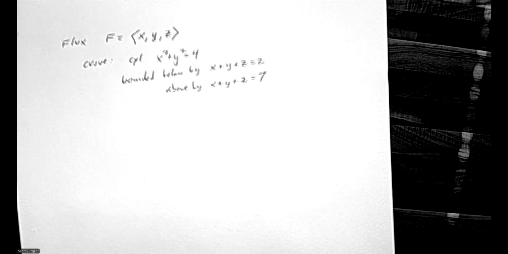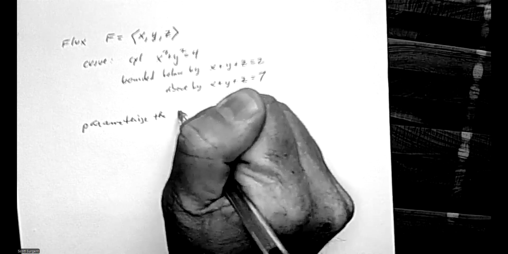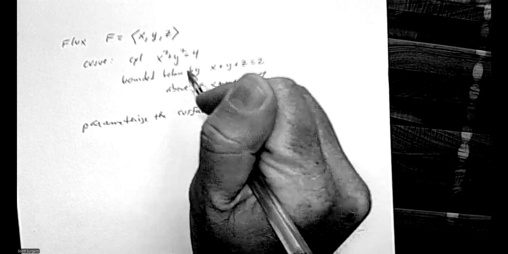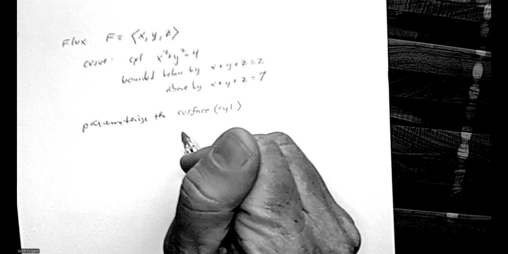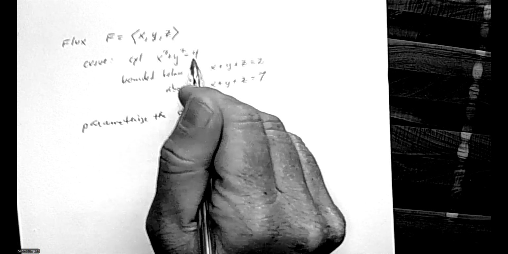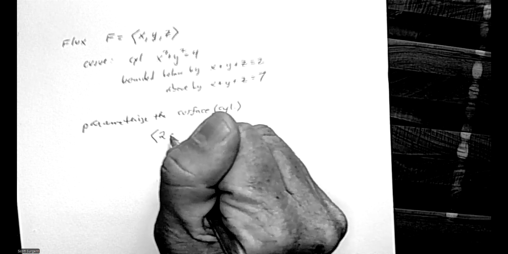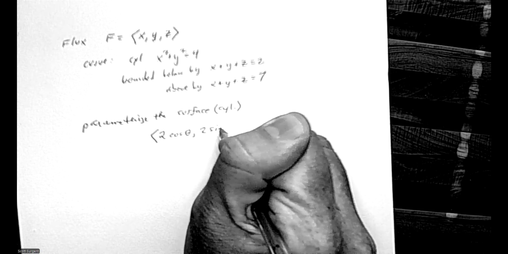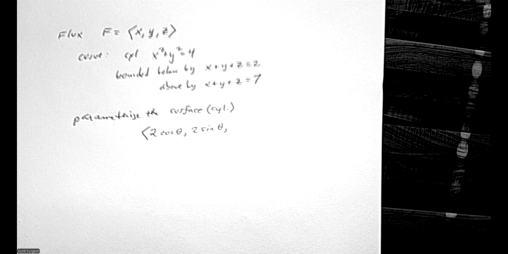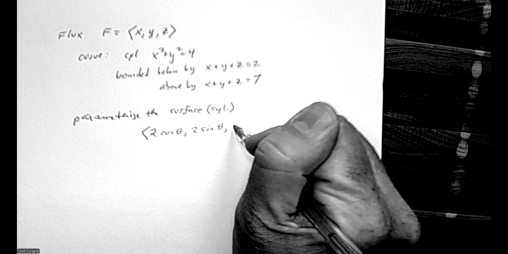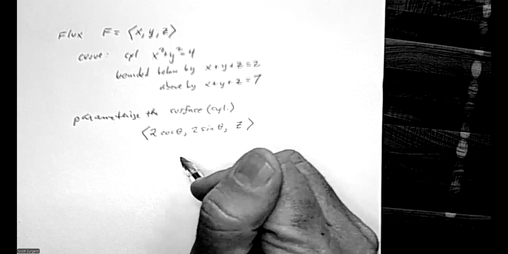Alrighty. So the first order of business is to parameterize the surface, which in this case is the cylinder. The normal way to do that is to use two variables. In the XY plane, it's just a circle, so we can get away with just doing 2 cos theta, 2 sine theta, and that'll take care of the circular part. And then for the up and down movement, I'll just use Z. I'm not going to alter that. But the bounds become important.